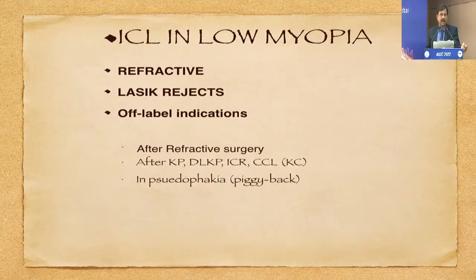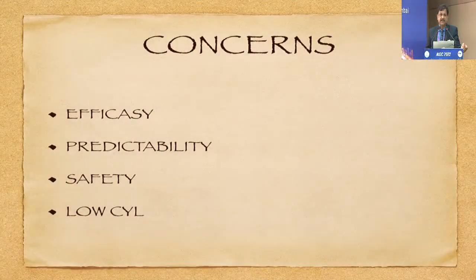So what I have been given is ICL in low myopia, and believe me, ICL, whether the refractive error is low, moderate or high, it works equally well. And the indications could be LASIK rejects, and there are certain off-label indications to be used after refractive surgery where you have patients with refractive surprises, patients post-penetrating keratoplasties, ICRs, patients post cross-linking, and sometimes you have those pseudophakic surprises. The basic concern we as refractive surgeons would always have: what is the efficacy in low diopters? Predictability. Is it safe? And what about the low cylinders?